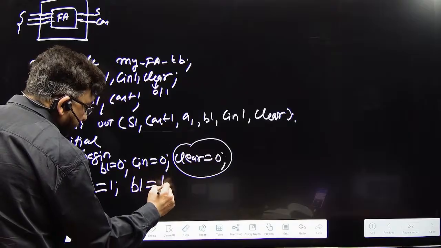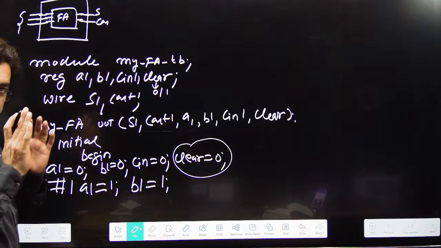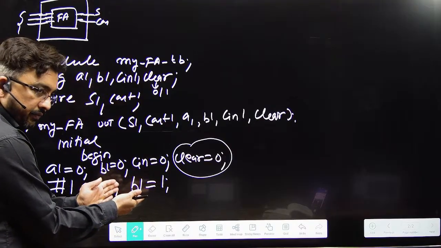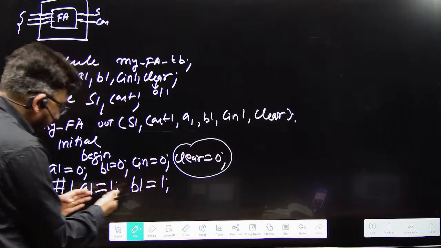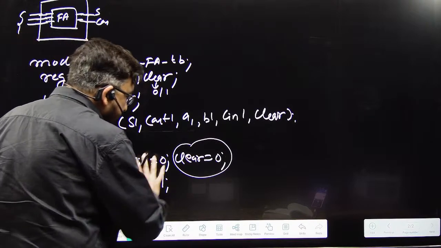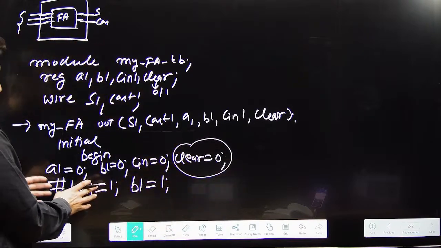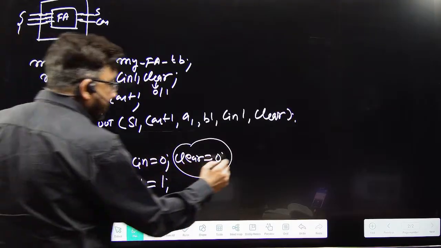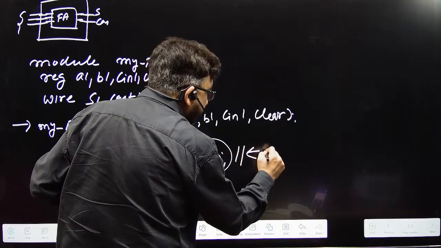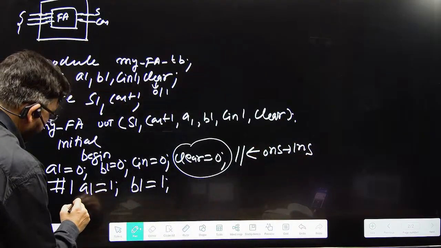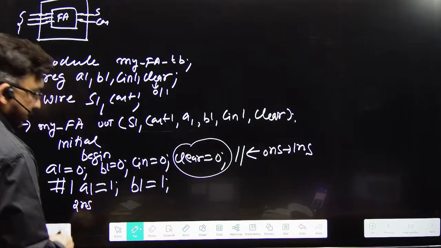Suppose I take again B1 equal to 1. Now again I will check the output, because now the value of B1 will be applied after 1 nanosecond. I will show you, don't need to worry. In this way, we have to write the stimulus and check the output. This is at 0 nanosecond to 1 nanosecond, and this is at 2 nanosecond.